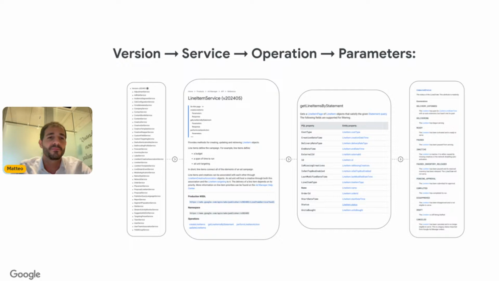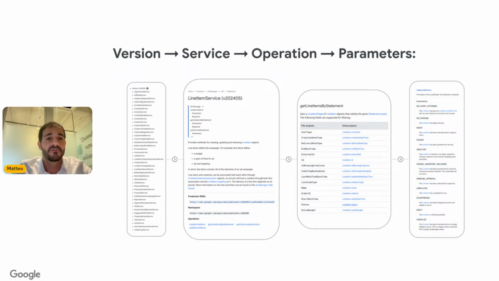This is what the reference page for the APIs looks like. I know it's awfully small, but on the left side you have the version number at the very top, and then the list of services that you can use for that version. If you click on any of them, it will take you to the second item on the page, which is the detailed view for that service. It gives you a brief description of what the service does, and at the bottom you'll see also the operations that you can perform with that service.